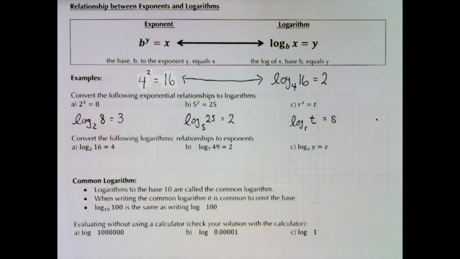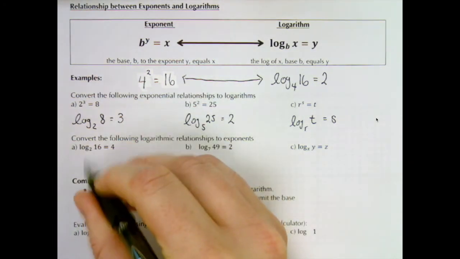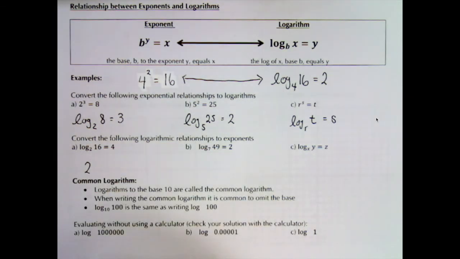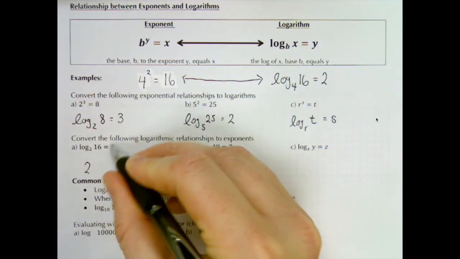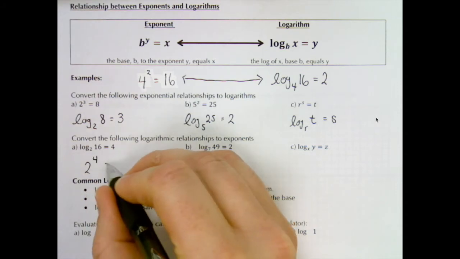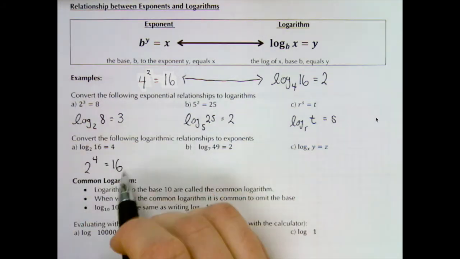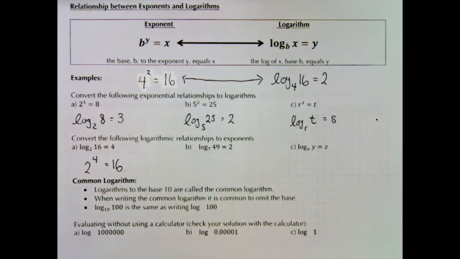Going the other way, converting a logarithm to an exponent is done fairly similarly. The base stays the same, so 2 is the base of the logarithm, 2 becomes the base of our power. The answer to a logarithm is the exponent 4, and that's equivalent to 16. The input to our logarithm is the output of our exponential relationship. Now, if you want to take a second to pause the video again, you can try B and C.